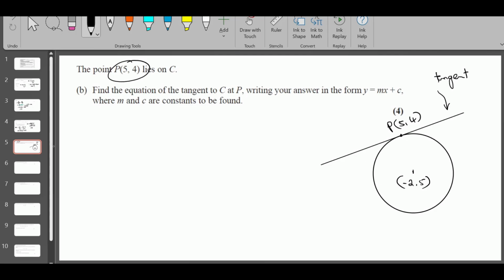So we need the slope of the tangent. We know from the circle theorem the tangent is perpendicular to the radius, right? So I'm going to find the slope of the radius first.